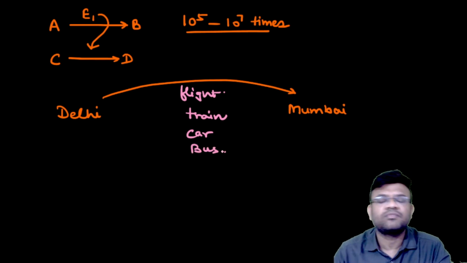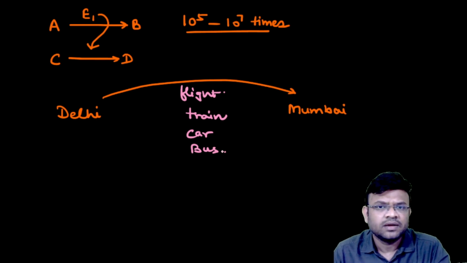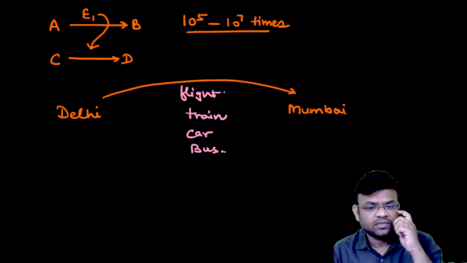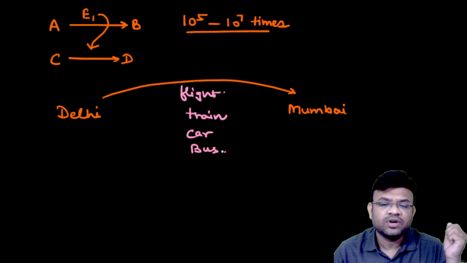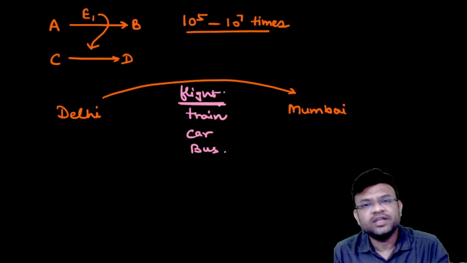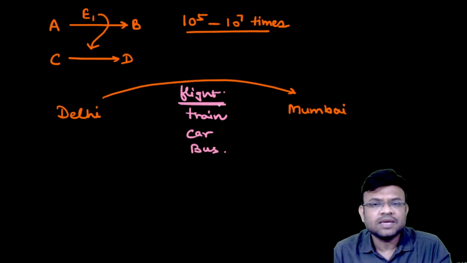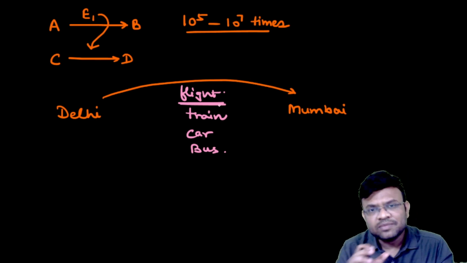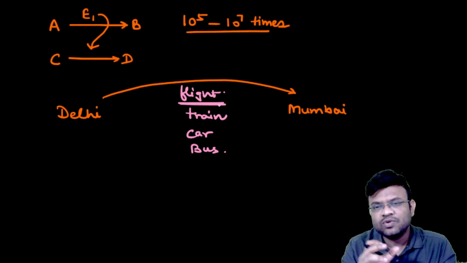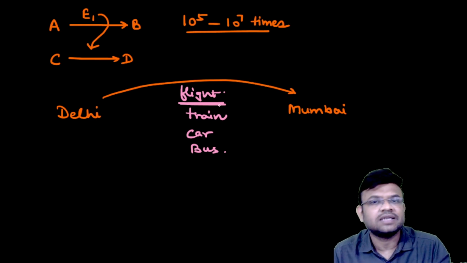So these are the options, general options that I would be having. But suppose that if I am in a hurry, I would definitely use a flight. Why? Because a flight will reduce my traveling time by a great extent. The same thing is happening over here. If you are using an enzyme, the time that you would be requiring to reach the equilibrium decreases considerably.